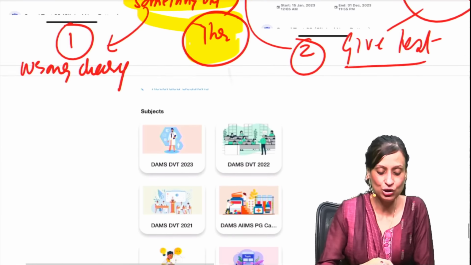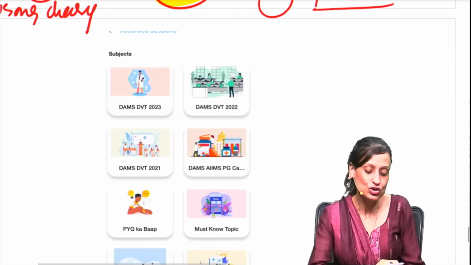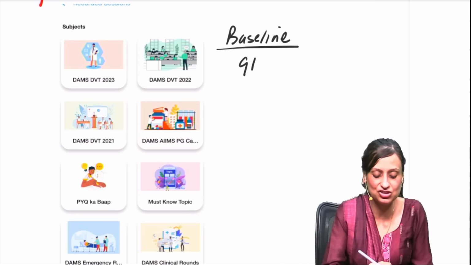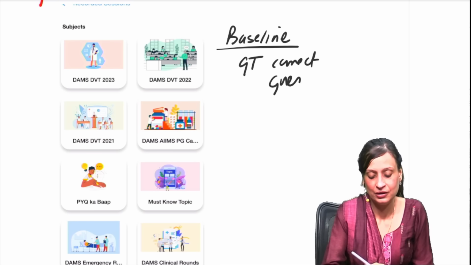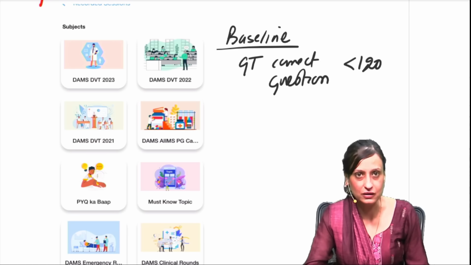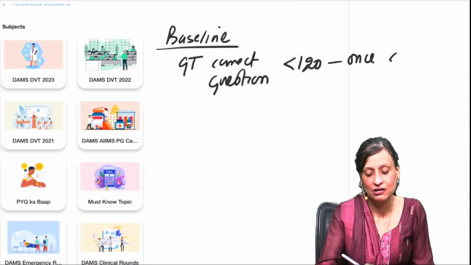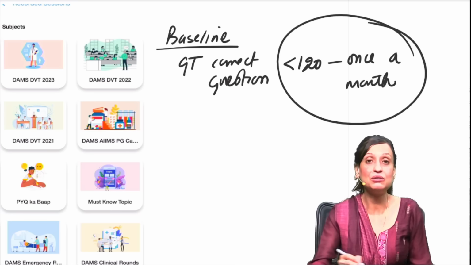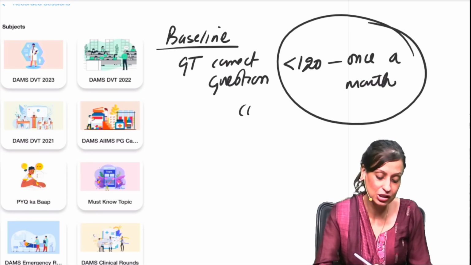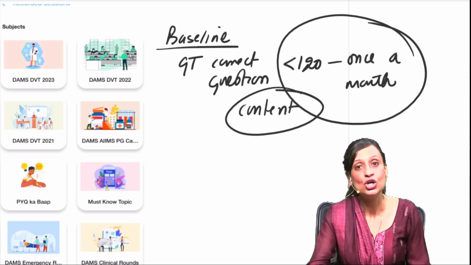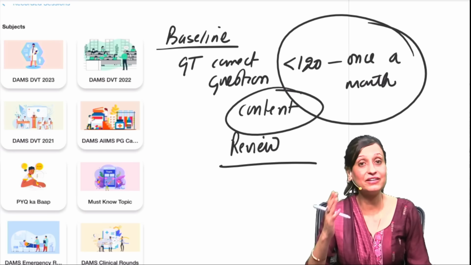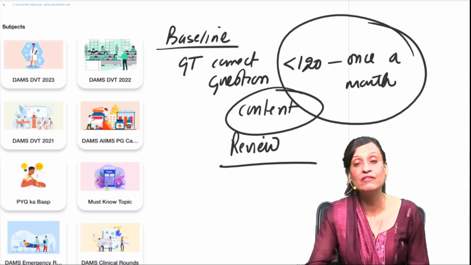And yes, gradually you have to increase the frequency of grand tests. So this is what I believe, that if your baseline in the number of correct questions in the GT is less than 120 right now, okay, I'm talking about middle of the year, then you should be giving it once a month. Because here it means it is not about simply giving the test, you have to work on your content as well. So you have to spend time giving a GT and also spend time in reviewing it the way I taught you, by making a 20th notebook with your wrong diary.